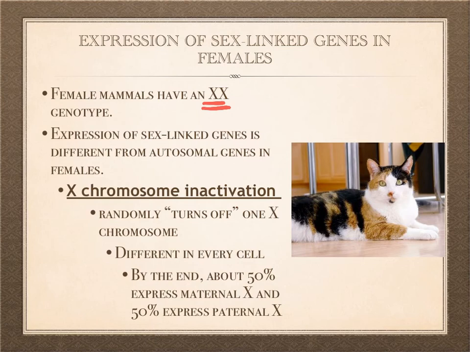In females, there's something called X chromosome inactivation, which randomly turns off one of the X chromosomes. It's different in each cell, but by the end of fetal development, about 50% of the cells in the offspring express the X chromosome they inherited from mom, and 50% express the X chromosome inherited from dad.